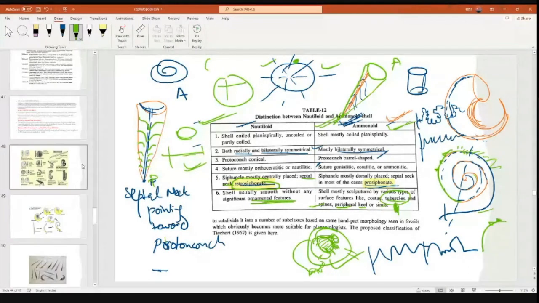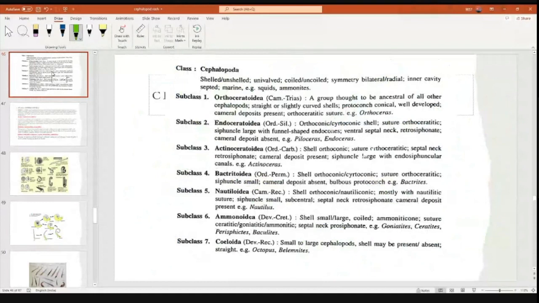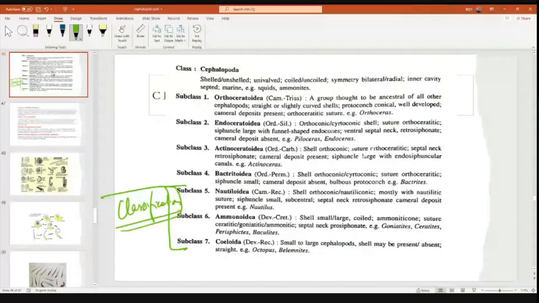So now we have to focus. One more thing is left here, the classification of ammonoids or cephalopods. These are not in our syllabus, so we have to focus only on these three. The first subclass is the Nautiloidea, the second one is the Ammonoidea, and the third one is the Coeloidea.